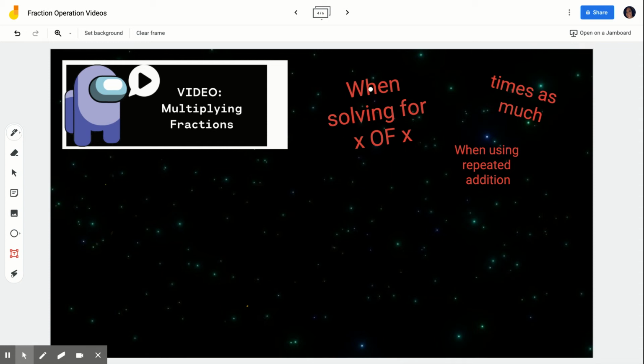So we know that we're going to multiply when we are solving for an amount of an amount or a quantity of a quantity, when using repeated addition, or when we see a certain amount times as much in a word problem. So these are our key terms that we're looking for.